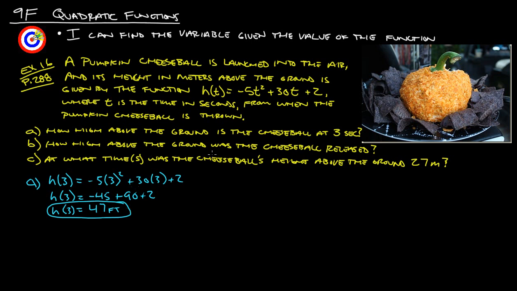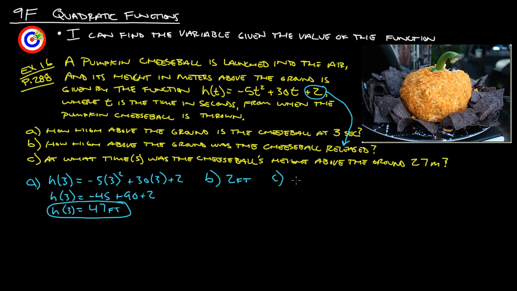Second thing, how high above the ground was the cheese ball released? There's no real calculations to be done here. That is simply this +2 right here, how high it was when it was released. Because this is your gravity, this is your initial velocity, and then this is how high above the ground you started at. So 2 feet above ground for B.